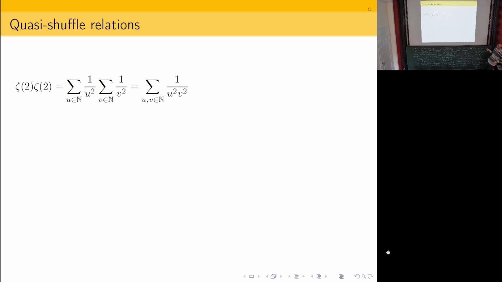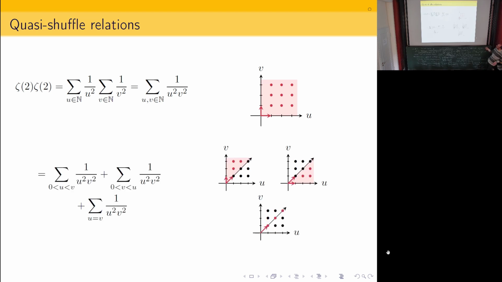Okay, so today it's quite important to take a look at this kind of picture. So you have the product of two multiple zeta values, like very easy ones, zeta 2 times zeta 2 is equal to this series in two variables. And you can see this as a sum over lattice points inside the first quadrant of R2. And you can split this, so you can take the sum over the points which lie above this line, the points which lie below, and the points which are precisely on the line. This is what you're doing here.